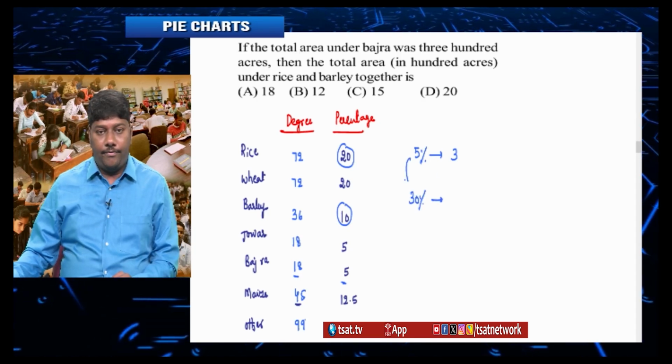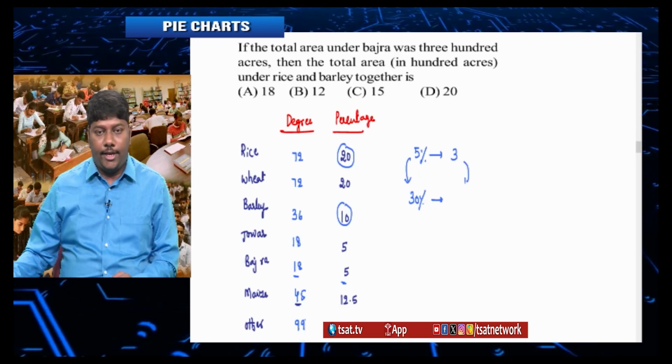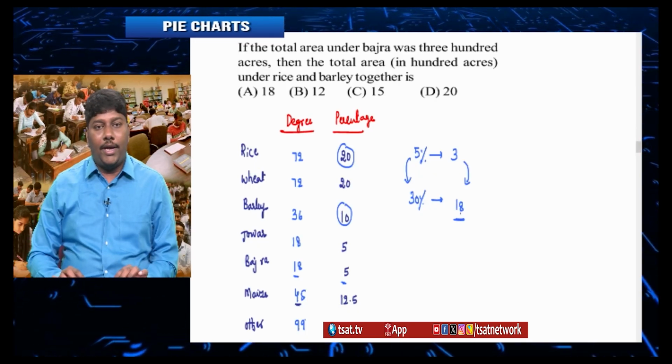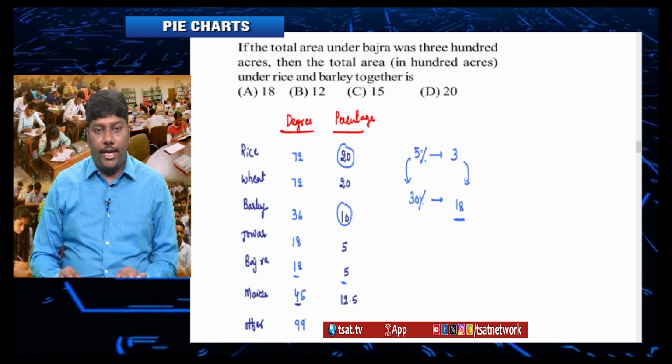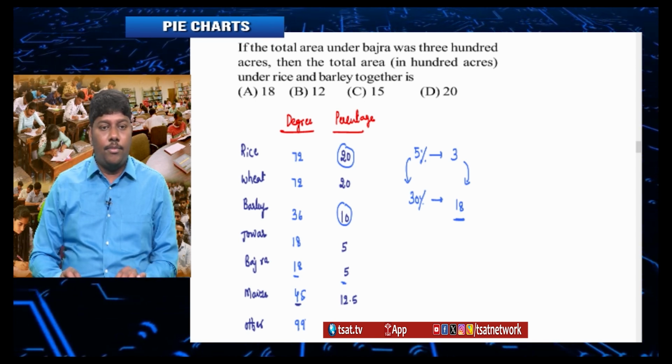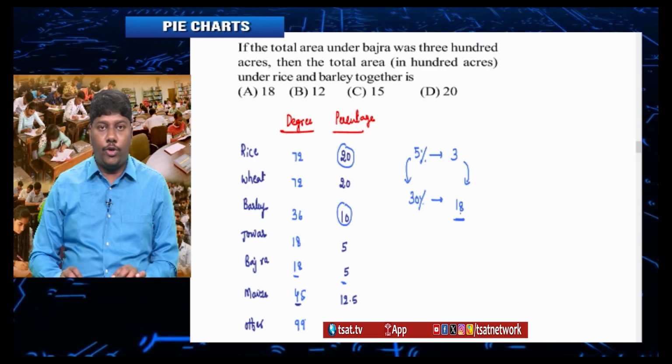I would say 5 into 6 is 30. 3 into 6 is 18. So, I can say it is simply 1800. So, height 1800 acres comes under both rice and barley together.